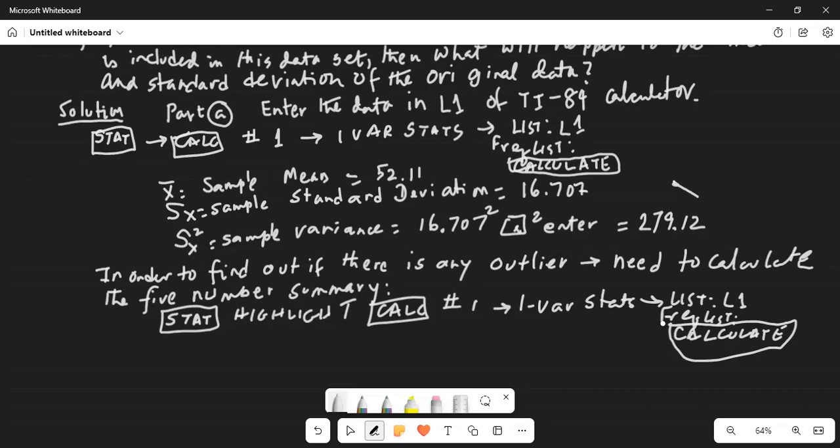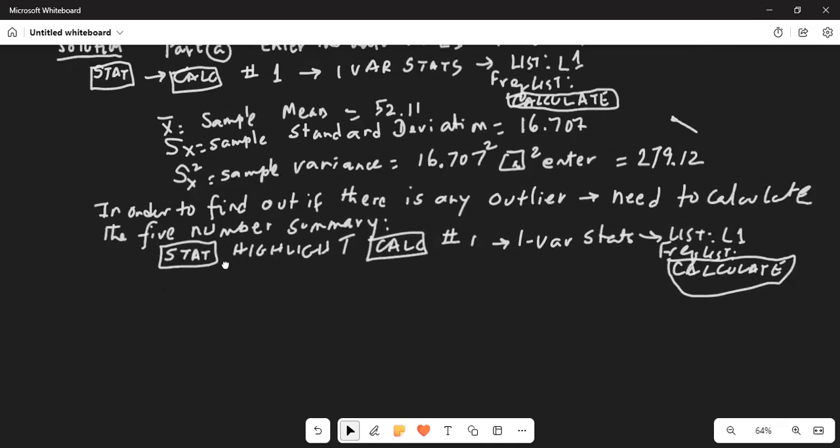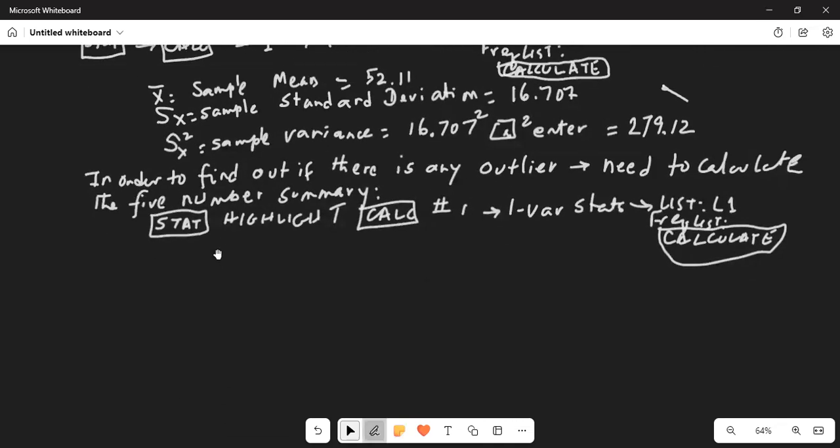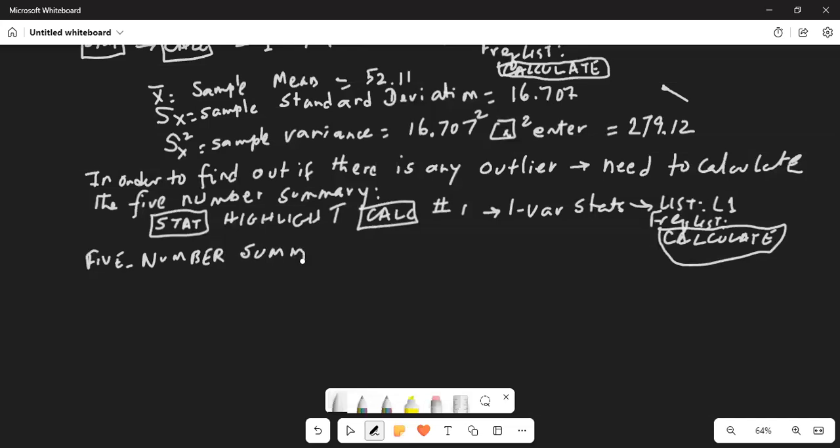We have done this before, so why am I doing it again? Because now I need to know the 5-number summary. So if I scroll up a little bit, the 5-number summary. Okay, keep scrolling down, in stat calc 1.